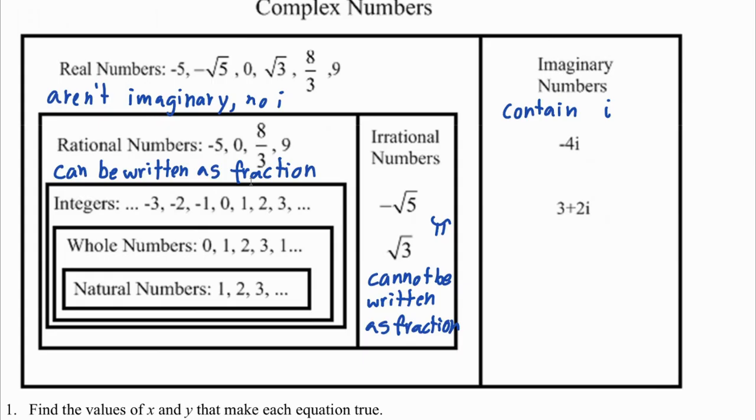Integers are positive and negative whole numbers. And so they're like negative 3, negative 2, negative 1, negative 100. 1/2 would not be an integer, though. We're just talking positive and negative whole numbers. Whole numbers are non-negative.